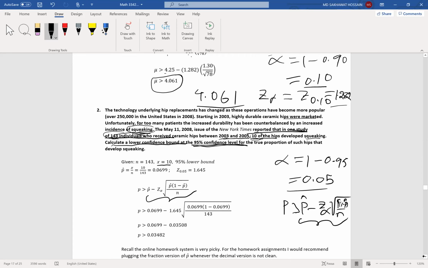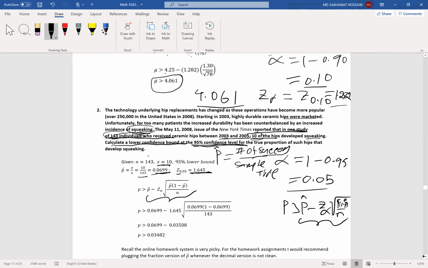So how can we calculate the proportion? The P hat is not given directly, but you can calculate P hat here. P hat is equal to the number of successes divided by the sample size. Here the sample size is 143 and X is the number of successes, which is 10. So P hat is 10 over 143, which is 0.0699. Z alpha, that means Z 0.05, is 1.645.